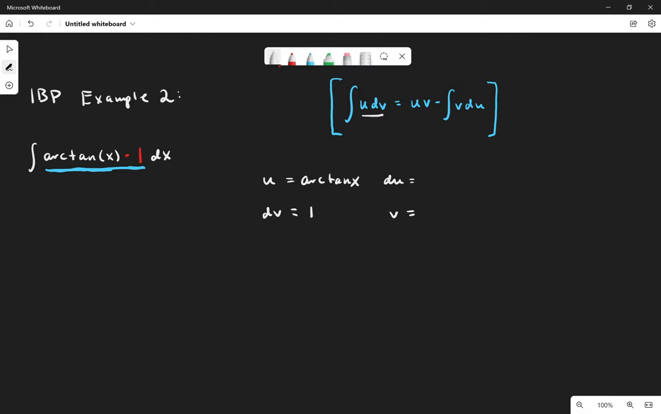So what does that make du? Remember, the derivative of arctan is 1 over 1 plus x squared. It's a tricky one from Calc 1. dv is 1. What's the integral of 1? It's just x. So now I can plug this into my formula.